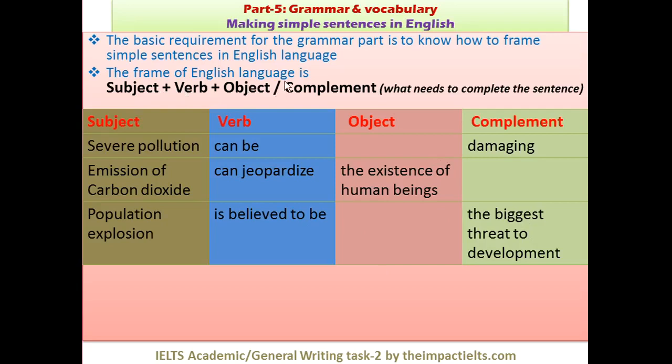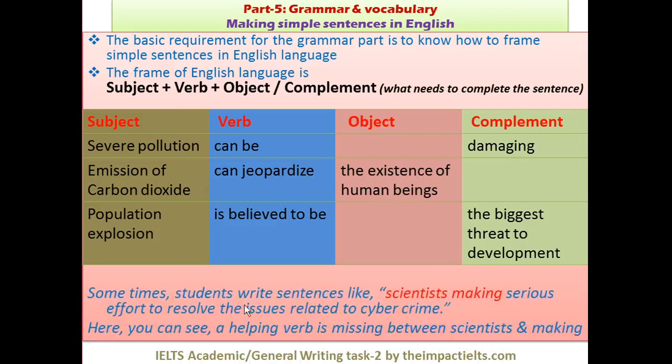If an object is not applicable in many places, then we can use a complement, like he is. Here we cannot have any object in any way, so we say he is a good boy. Or any linking expression like it appears. It appears isn't a complete sentence, so we say it appears cloudy, so that will be the complement, right? So be careful when you frame a sentence. You should see whether you're following this basic frame of the English language or not, right?